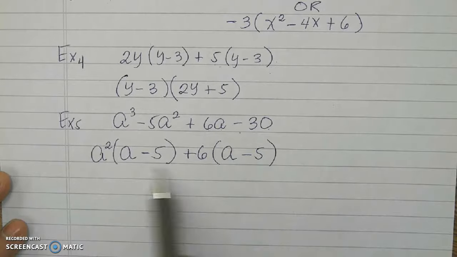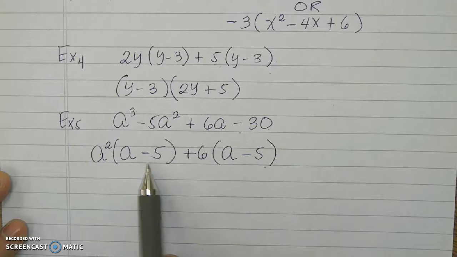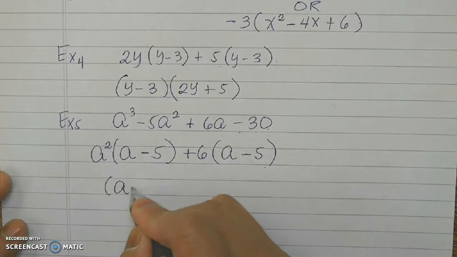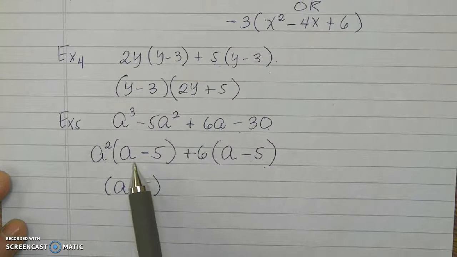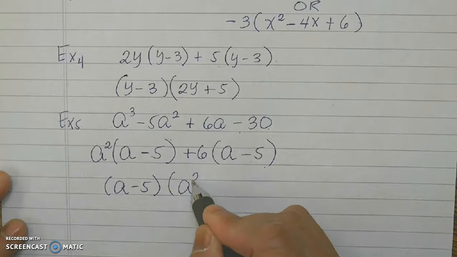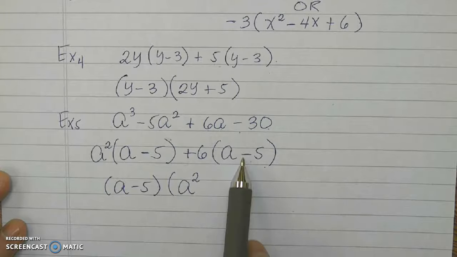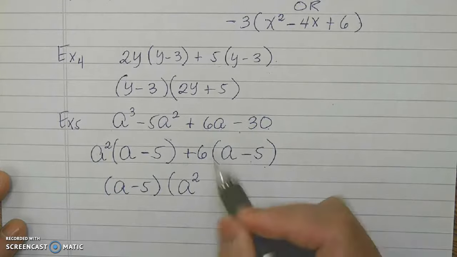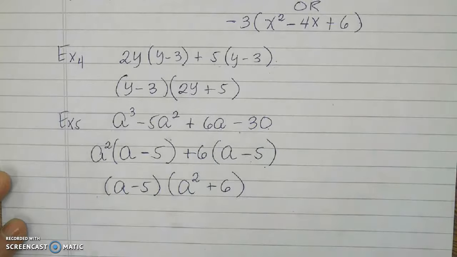So let's further factor out. I'm going to take out a minus 5 from both because that's their biggest common factor. On this term, if I divide by a minus 5, a squared is left. And on this term, if I take out my a minus 5 because it's already there, what is left is positive 6. This is the completed factored form.